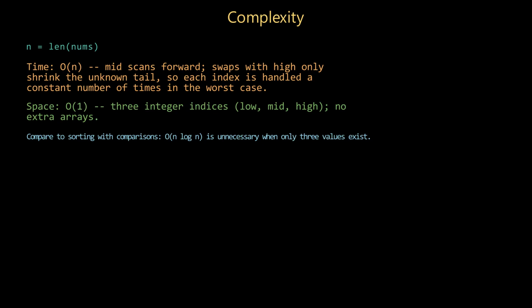Time is O of n. Mid walks forward at most n times, and each swap with high only shrinks the unknown suffix, so every index is handled in linear time. Space is O of 1 beyond the input array, we only keep 3 integer indices for low, mid, and high.